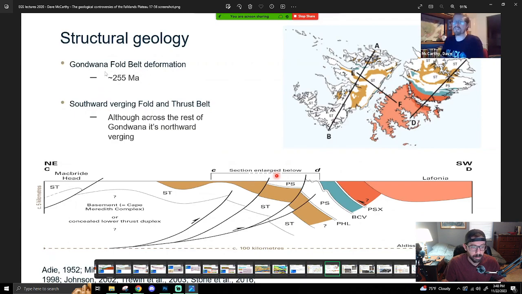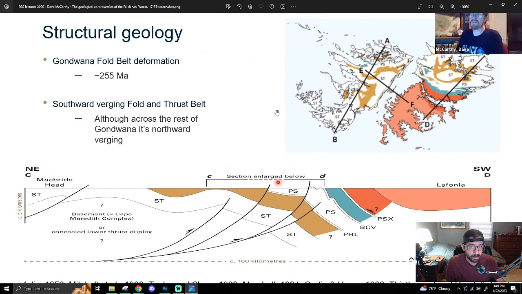which again points to a stage in the Earth's expansion process that was highly relevant at the Permian Triassic boundary, where the crust was breaking apart. Where it did so down here, it deformed in this region, but it didn't create a large igneous province by rupturing and venting pressures as it did in Siberia. Southward verging fold and thrust belt, although across the rest of Gondwana it's northward verging, which I believe relates to whether or not this rotated.